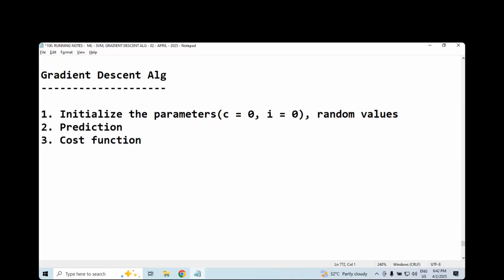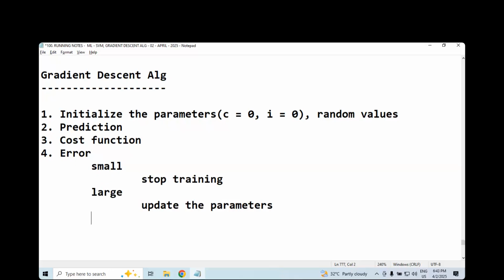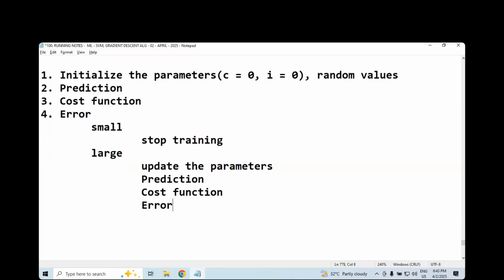Then the cost function will validate the error. When you talk about the error, there are only two things: either the error is small or large. If the error is small, stop training. Simple. If the error is large, update the parameters. The process keeps on moving. Again: prediction, cost function, and the next one is the error, either small or large. If it is small, stop training.